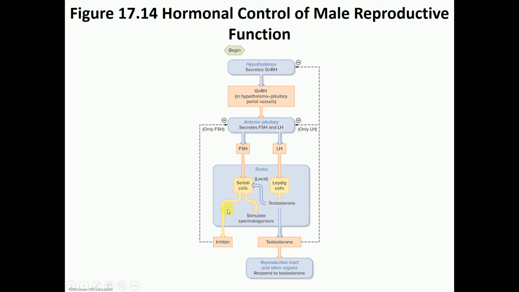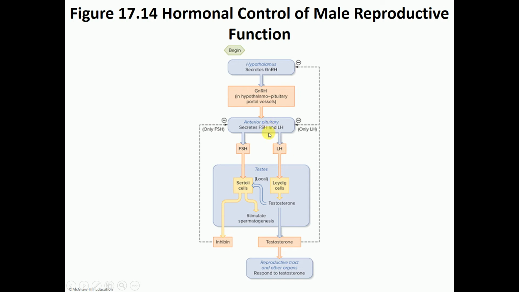Sertoli cells also make another hormone known as inhibin, and inhibin, by negative feedback, is going to inhibit the anterior pituitary to stop making FSH only. It really has no effect on LH.